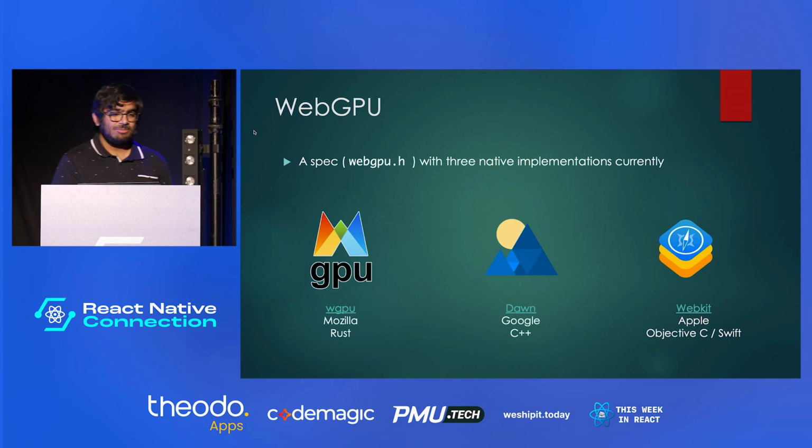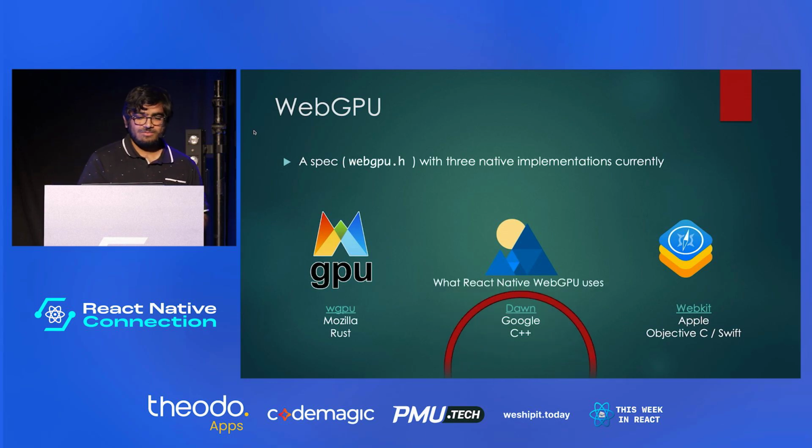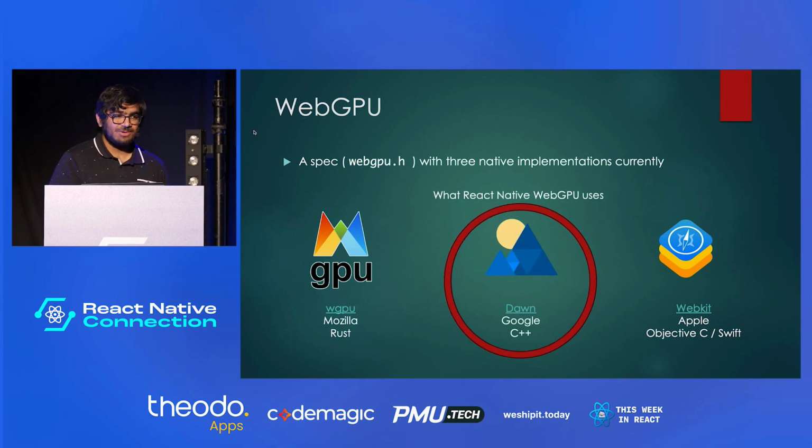So there are three implementations that I know of WebGPU. There's WGPU that Mozilla wrote, Dawn, which is what Google wrote, and if you go into the WebKit repo, you can see that Apple is working on an Objective C slash Swift version. We're going to focus on the middle one because that is what React Native WebGPU uses.